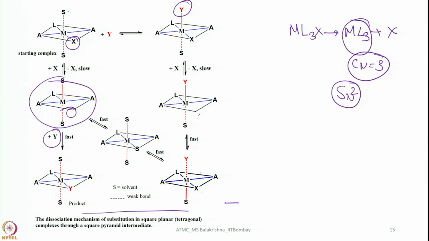So that is what this reaction says, and of course the solvent has a tendency to establish a weak bond with the metal center. So, the dissociative mechanism of substitution in square planar complexes goes through a square pyramid intermediate. Here the square pyramid intermediate is there everywhere, you can see it here. So, is it possible to have a trigonal bipyramidal intermediate? That is the question. Next one, yes, the dissociative mechanism in square planar complexes with this kind of assumption can also be explained using trigonal bipyramidal geometry.